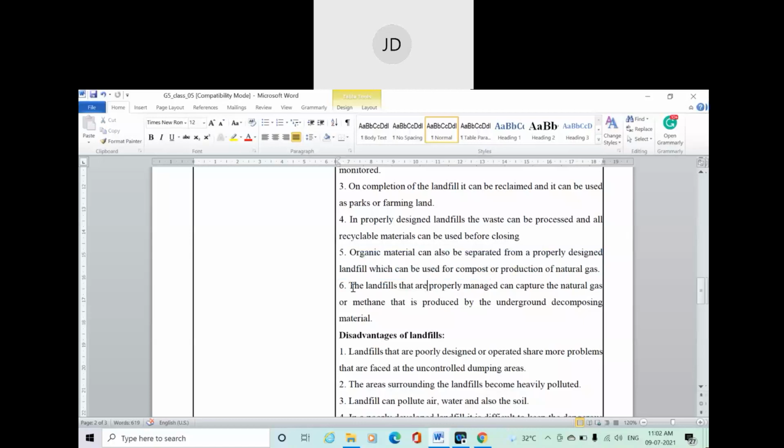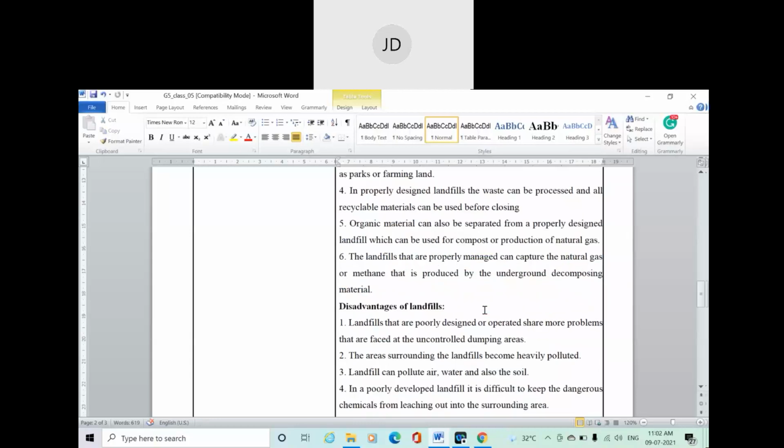Landfills that are properly managed can capture the natural gas or methane produced by the underground composting material. The gas can be collected at the top by this vertical pipe. Like carbon dioxide, methane gas can be generated by composting, or by biodegradation.